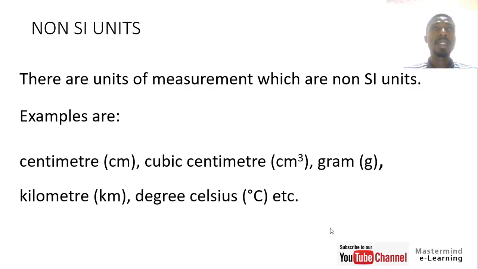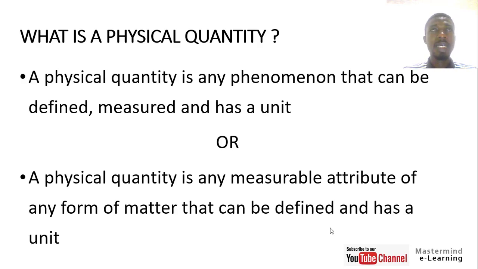Now there are units which are non-SI, but they have been agreed upon that we can use them. Sometimes they are derived, sometimes also they are not derived. So some of them are the centimeter, the cubic centimeter, the gram, the kilometer, degrees Celsius. These are not SI units, but they can also be used for measurement. They have conversion modes to SI units.